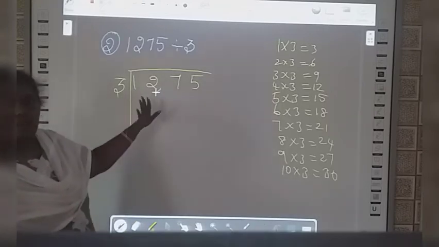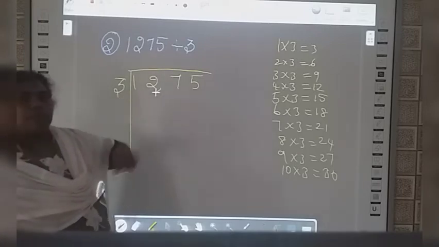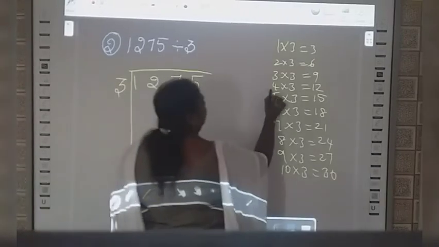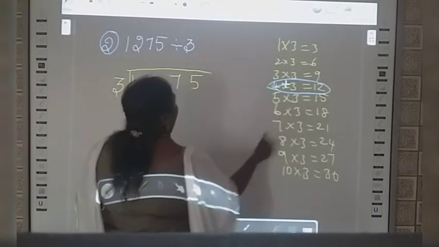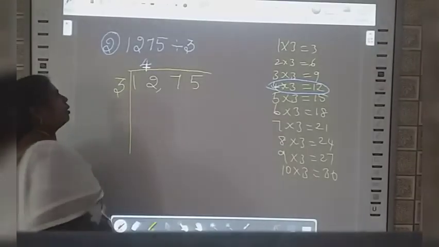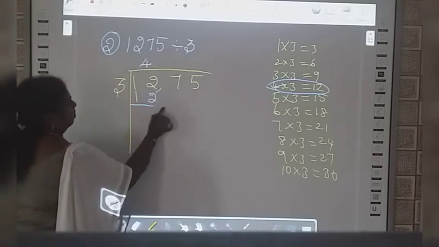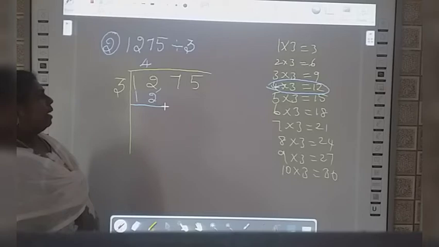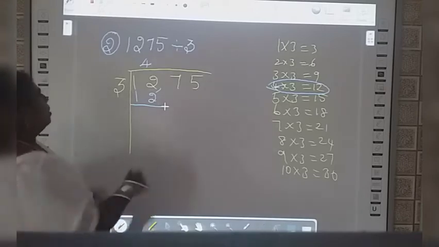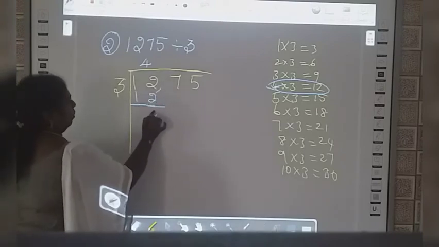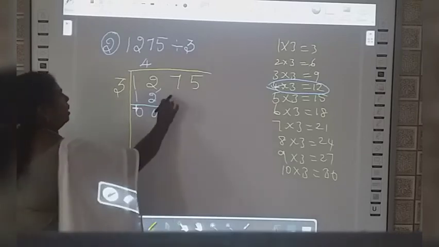It means 12 now. 12, in the 3 table, how many times will it come? 4 times 3 is 12, isn't it? So 4 times. You are going to write that 4 in the quotient. Then 4 times 3 is 12. Next step, we subtract those values. 2 minus 2 is 0. 1 minus 1 is 0. Next number, 7.